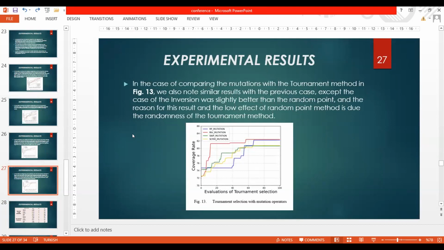In the last case, comparing the mutation with the tournament method in figure 13, we also note a similar result to the previous case, except the inversion case was slightly better than the random point. The reason for this result, the low effect of the random point method, is the randomness of the tournament selection method.